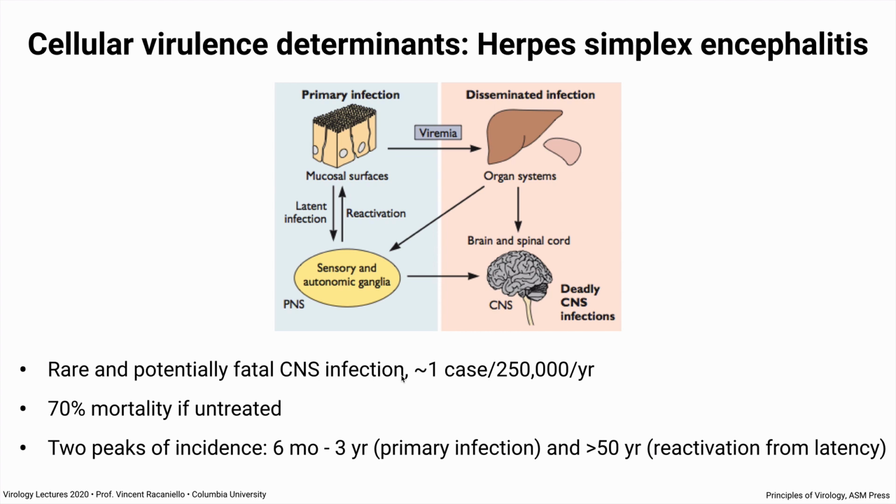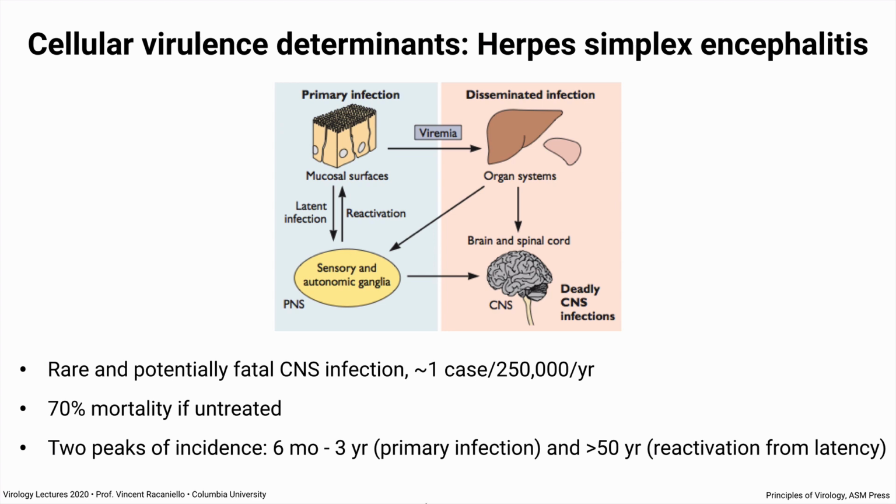Fatal CNS infections caused by herpes simplex viruses occur at a rate of about 1 case per 250,000 herpes infections per year. And so it's relatively rare and it's serious. It's 70% mortality if untreated. And in humans, we see 2 peaks of incidence of serious encephalitis. There's one between 6 months and 3 years of age. And that's when kids get their primary herpes simplex virus infection.